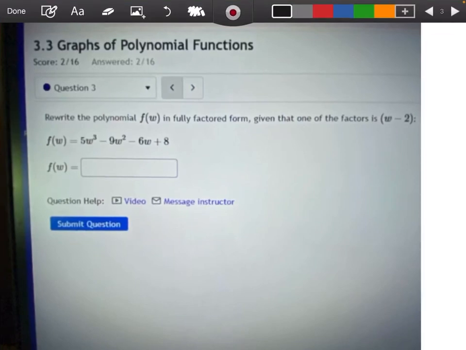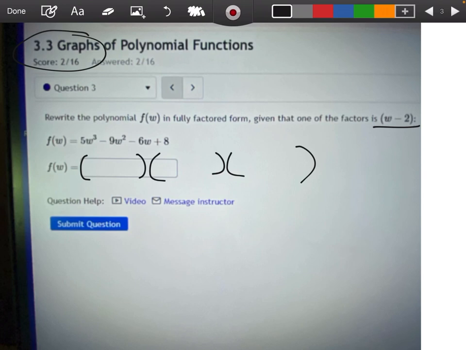All right, y'all, this is a homework question out of 3.3. This is problem number 2. It says, rewrite the polynomial in fully factored form, given that one of the factors is w minus 2. Okay, so let me give you a heads up, y'all. This is what we're going to do. Our final answer, we're going to have 3 factors, okay? Look, y'all, they already told us one of them is w minus 2.